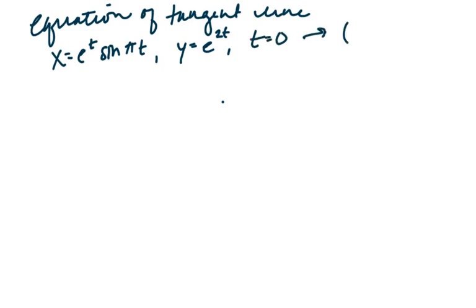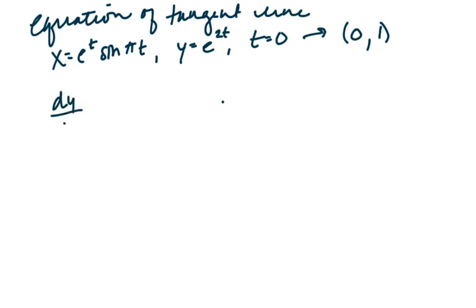So let's start with that t equals 0. When t equals 0, we have sine of pi times 0, and pi times 0 is 0. So sine of that is 0, times anything is 0. And e to the 0 power is the number 1.